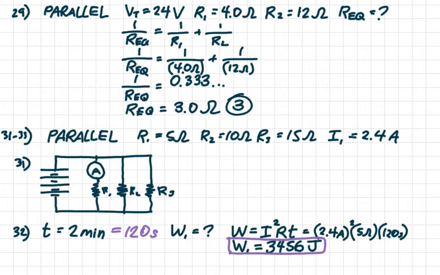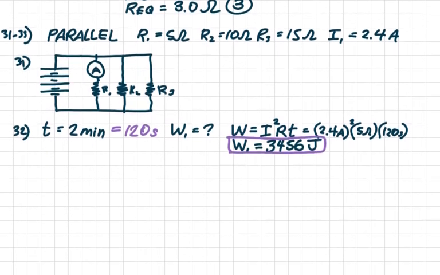Time is in seconds. And then number 33 looks like a complicated question, but if you remember the properties of parallel circuits, you'll realize that it's not complicated at all. So 33, it says you add a 20 ohm resistor to the circuit. It doesn't even matter that it's 20 ohms. Describe the effect the addition of the resistor has on the energy expended in the 5 ohm resistor, not the whole circuit, just the 5 ohm resistor, in 2 minutes.